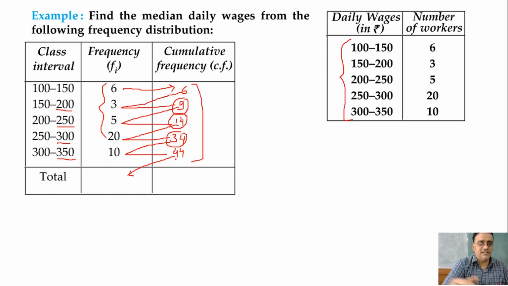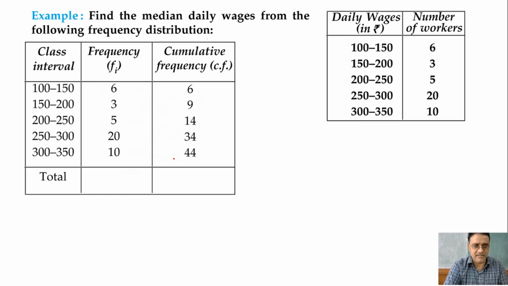Is that clear? This type of cumulative frequency table is known as less than cumulative frequency table, and more than also exists, that we will take up in the next session. Okay, so we got all the cumulative frequencies. Total frequency, that is n, is equal to 44, and we will find n by 2 first. What is the value of n by 2? 22. Now this 22 belongs to which class, that we have to find.